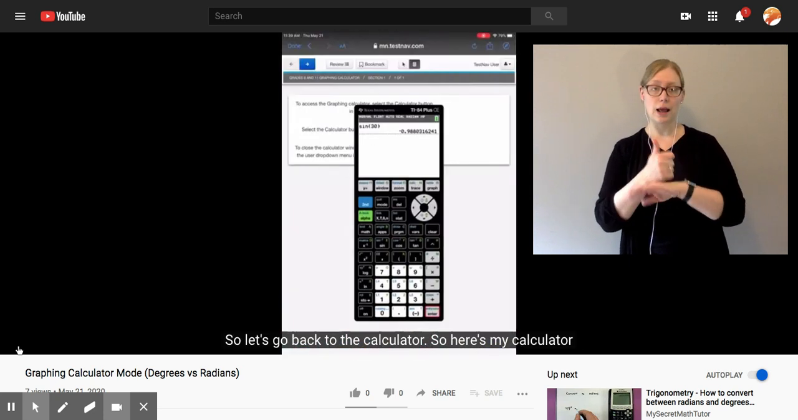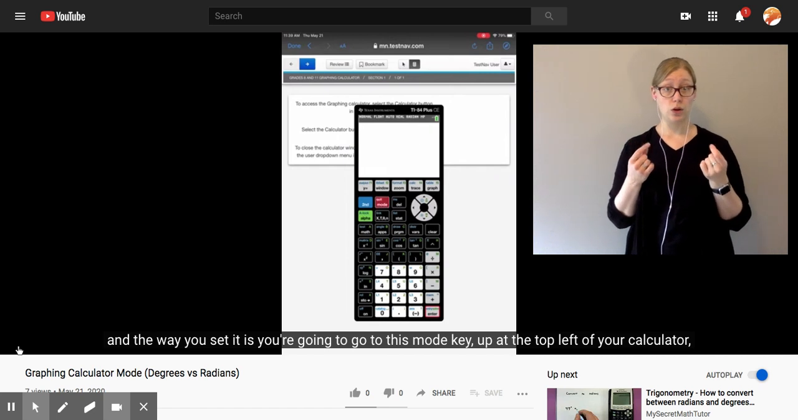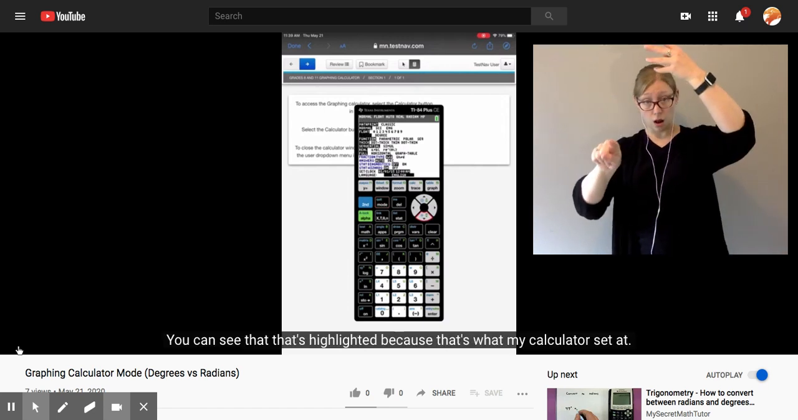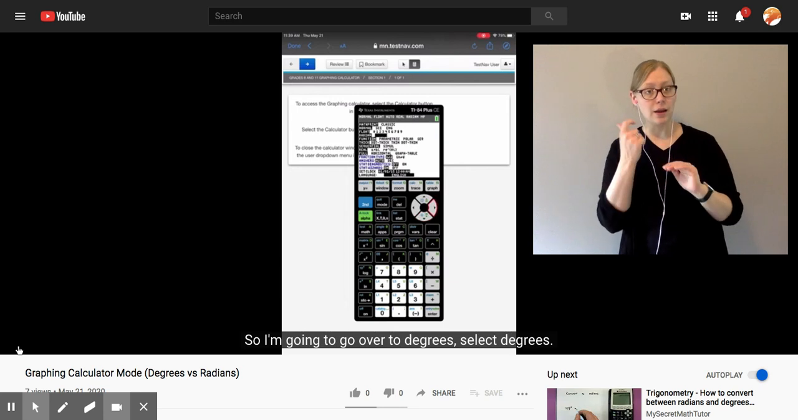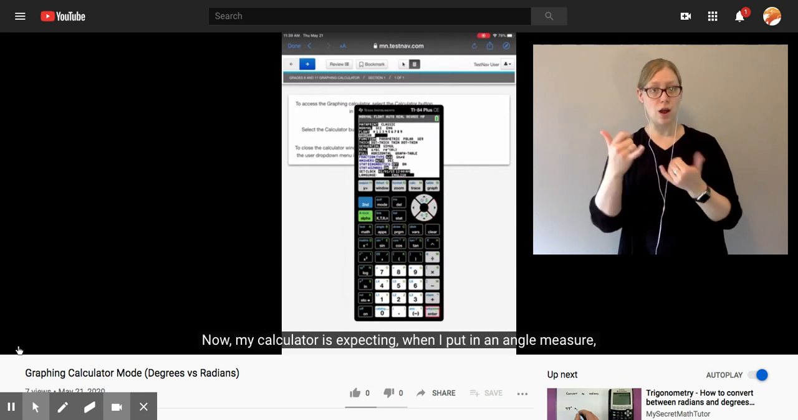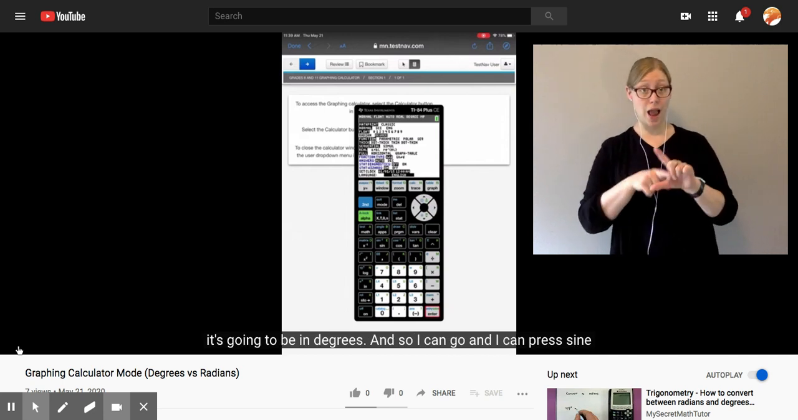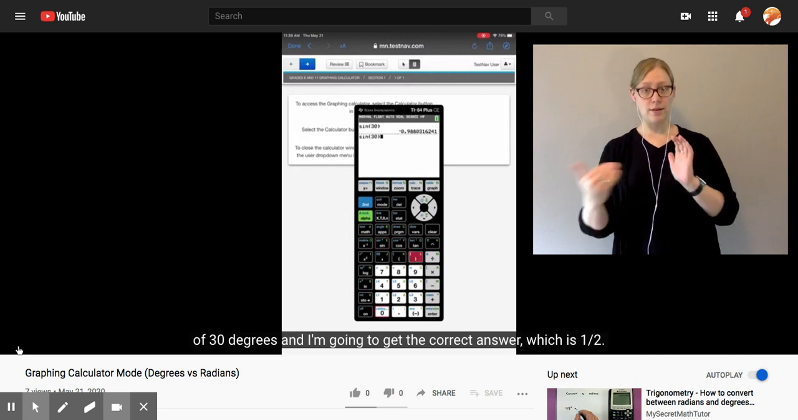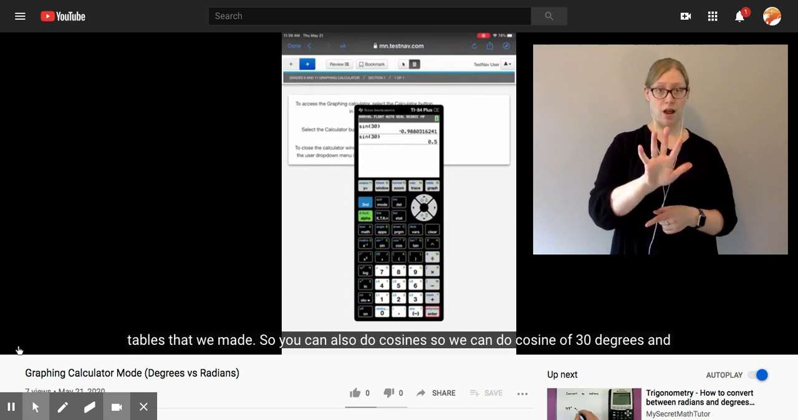So here's my calculator. And the way you set it is you're going to go to this mode key up at the top left of your calculator. Lots of adjustments here, but you just need to go down until you get to radians. You can see that that's highlighted because that's what my calculator is set at. So I'm going to go over to degrees, select degrees. Now my calculator is expecting when I put in an angle measure, it's going to be in degrees. And so I can go and I can press sine of 30 degrees, and I'm going to get the correct answer, which is 1/2, which is what we had in our tables that we made.